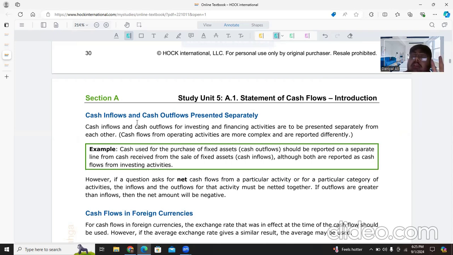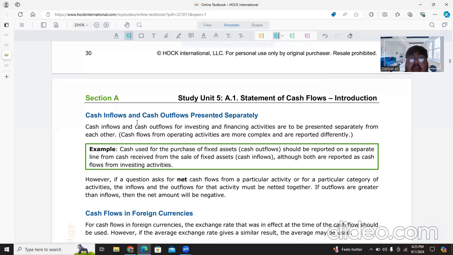There are two methods of presenting cash flow from operating activity. The first one is the direct method and the second one is the indirect method. The most preferable method is the indirect method. Here you have an example.